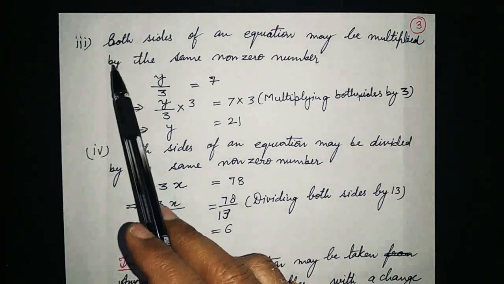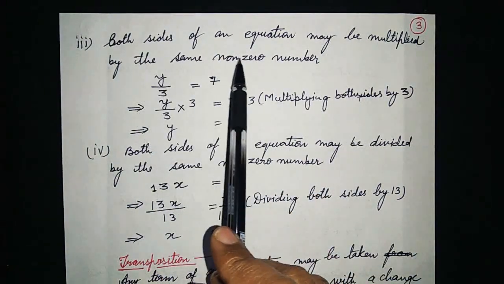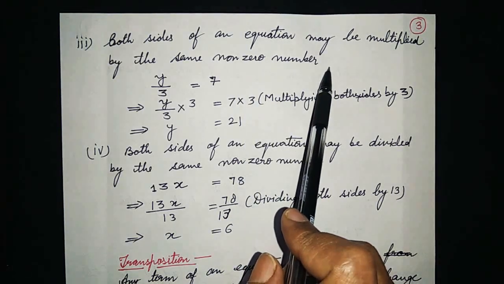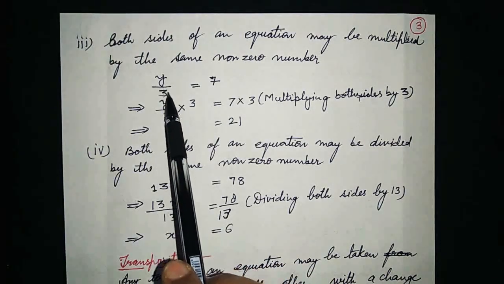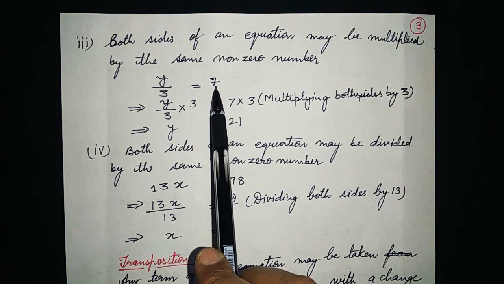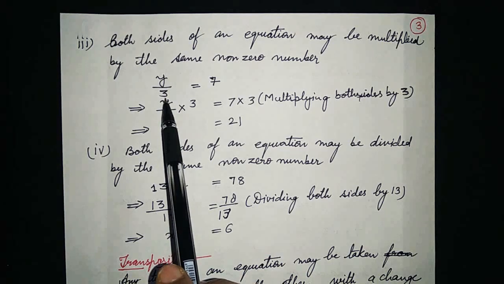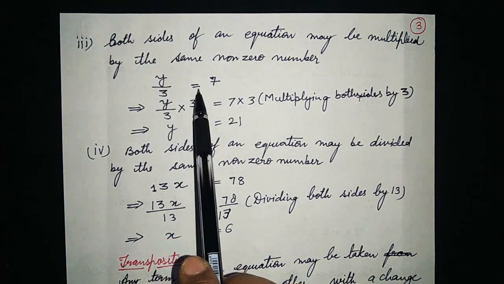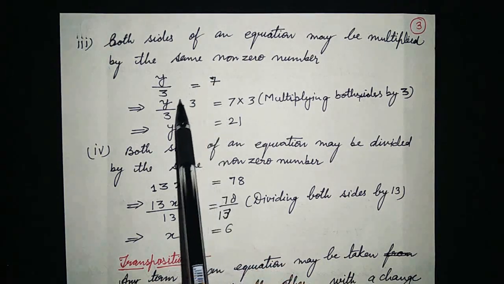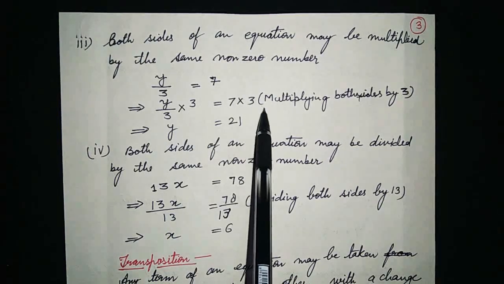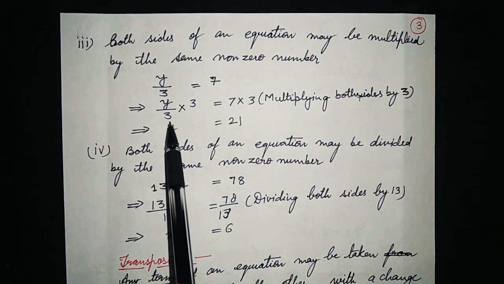Now see the third rule. Both sides of an equation may be multiplied by the same non-zero number. To show this rule, I have taken this example: y upon 3 is equal to 7. In this equation, y is being divided by 3, and it is equal to 7. To solve such an equation, we will multiply both sides by 3. You know why both sides by 3? Because here 3 is in the divisor.